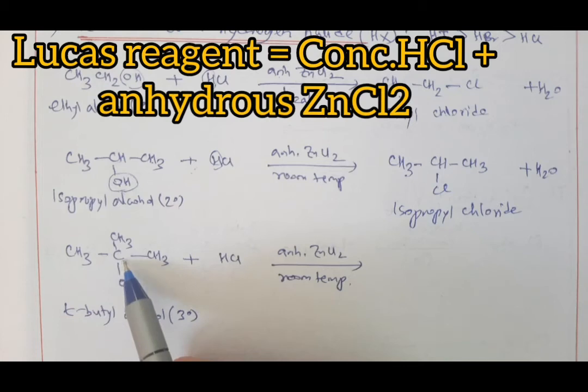Now, (CH3)3C-OH is called T-butyl alcohol. There are 4 carbons, so butyl alcohol. But why T? OH is linked with a carbon that is tertiary, so that's why T.